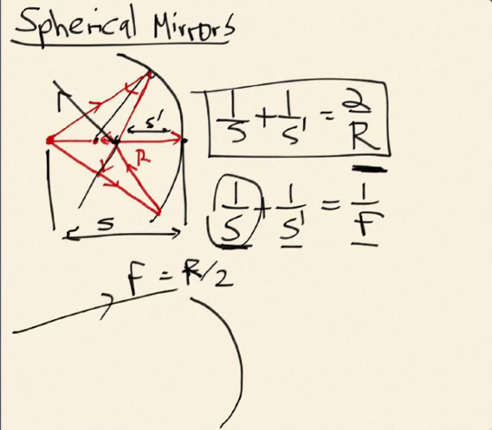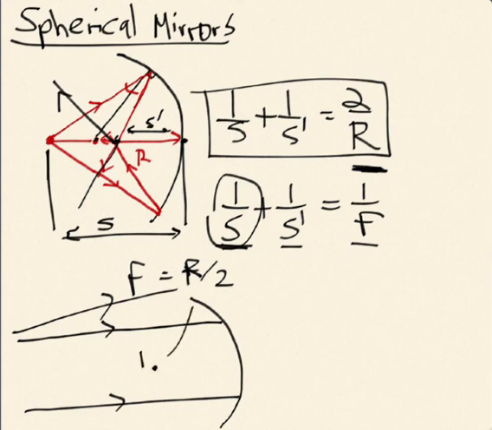Okay, so if you have an object at infinity, the rays come in perfectly straight, and it turns out if you reconstruct this, let's call this the center of the mirror, R. So R over 2 is here. This is the focal length, R over 2.